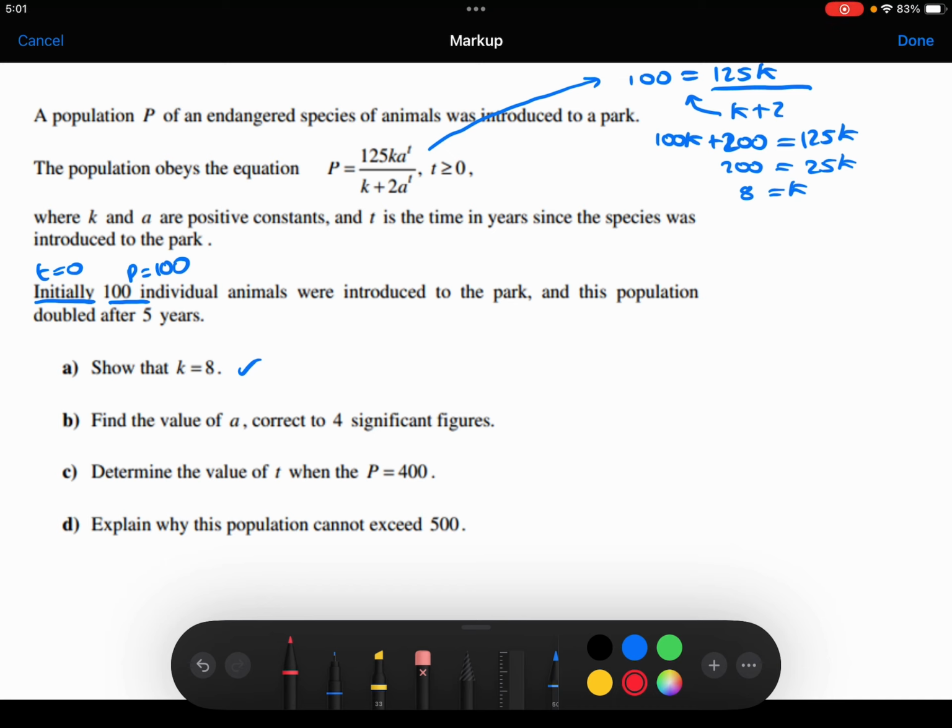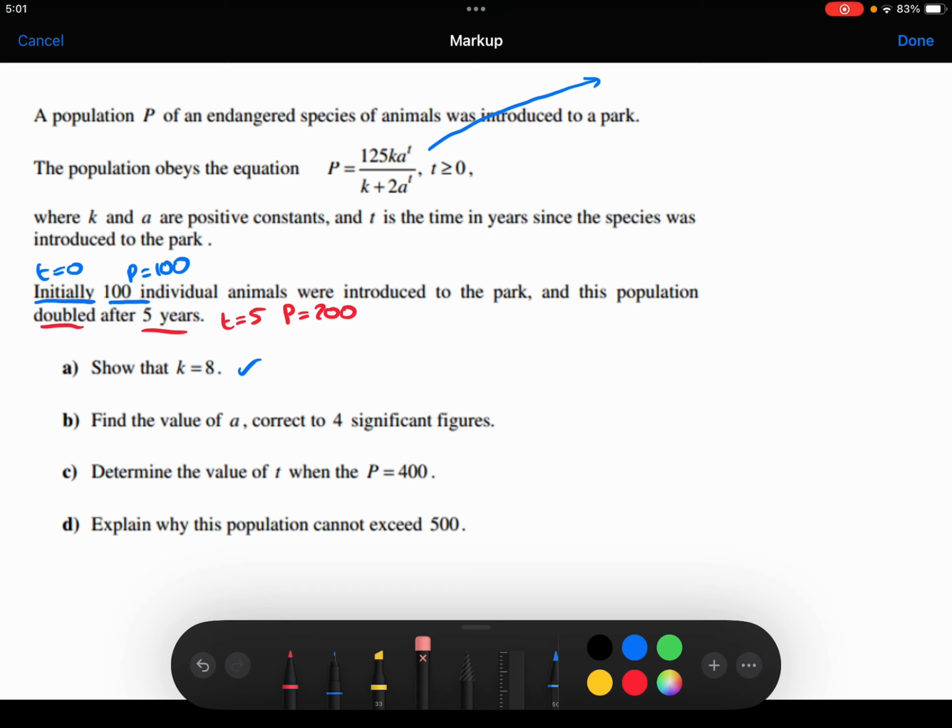We are also told that the population doubles after 5 years. So that's when t is 5, the population is now 200. So let's substitute that information into the equation. So the population is 200. Now we know that k is 8 and t is 5. The 125 times 8 is 1,000, so we can simplify that a little bit.